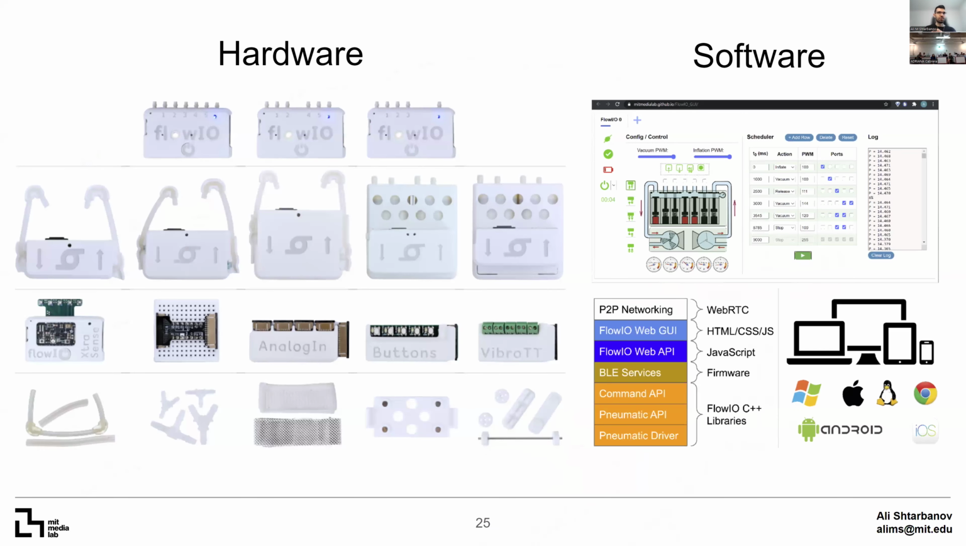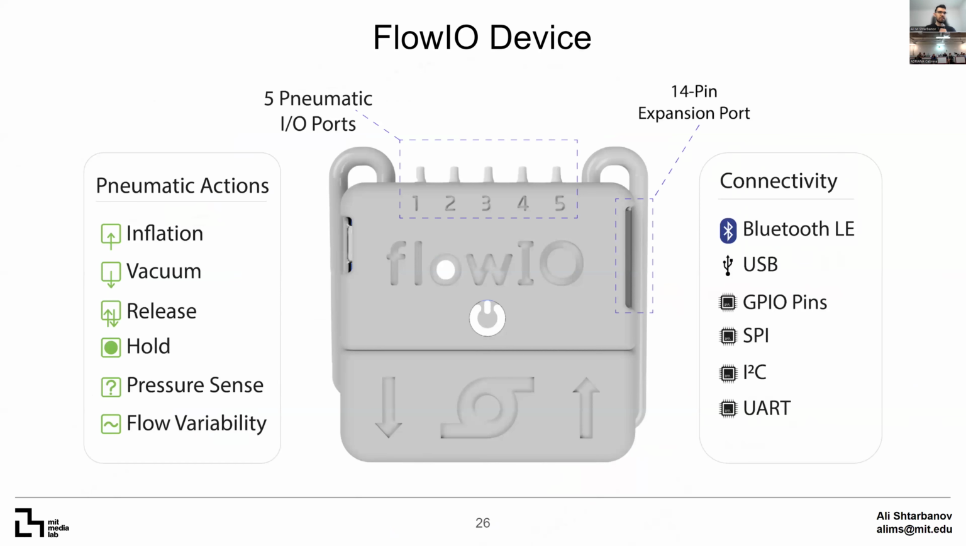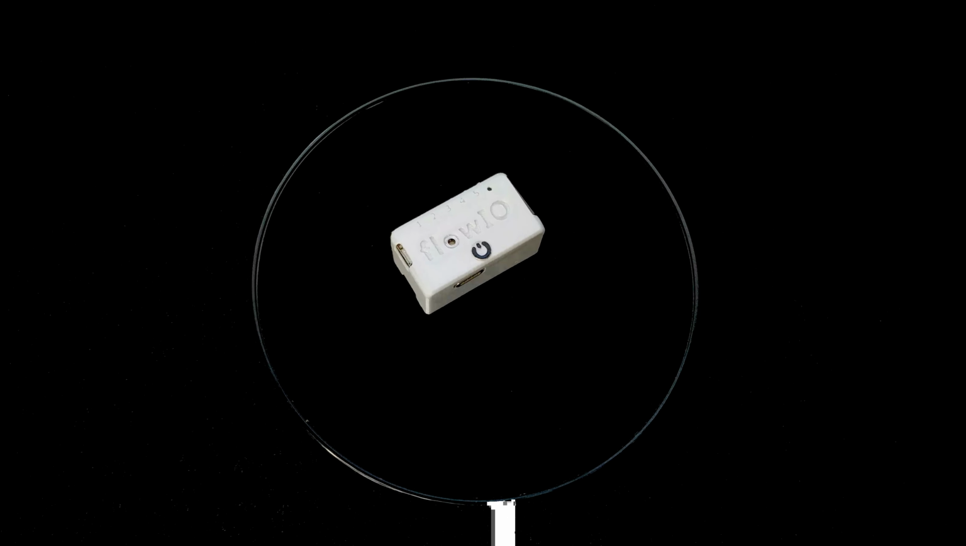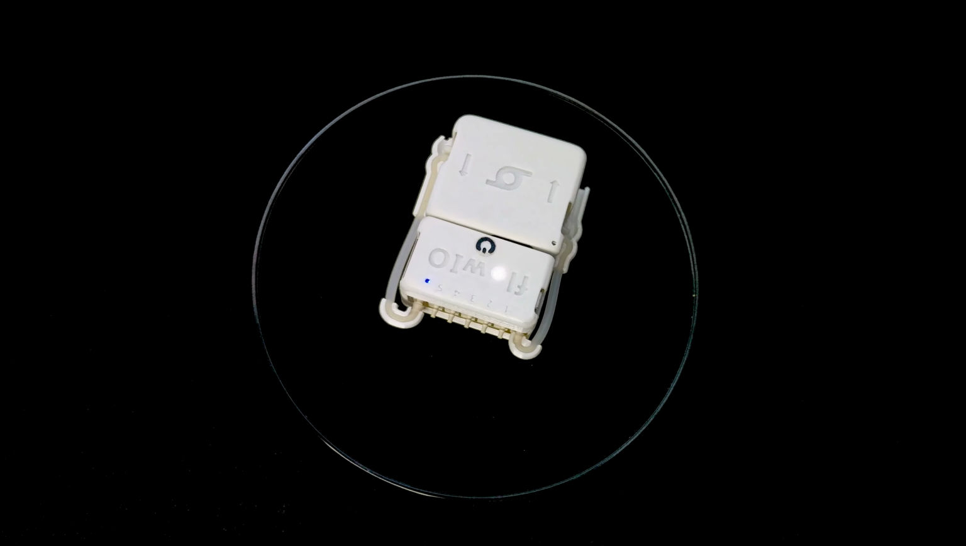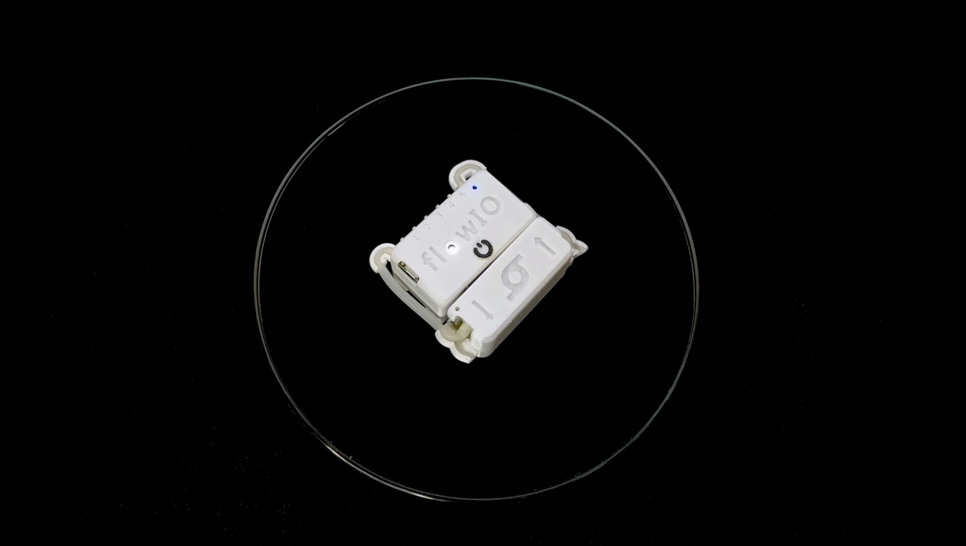FlowIO is a complete package consisting of fully modular hardware with over 15 modules and a complete software stack that is intuitive and user-friendly. The basic device has 5 pneumatic ports, each capable of inflation, vacuum, release, hold, pressure sense, and flow rate variability. FlowIO has many connectivity options, including Bluetooth, USB, I2C, and others, shown on the right. This platform is comprised of magnetically connected modules that can be swapped within seconds to satisfy different application requirements.